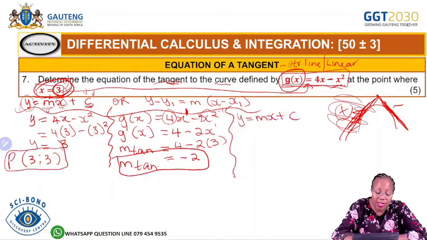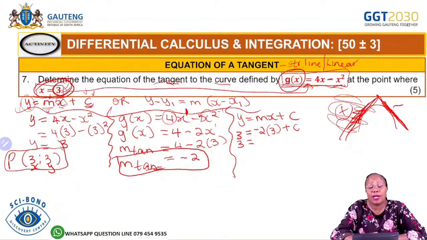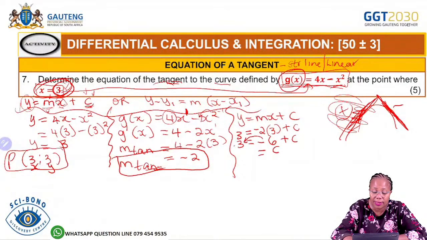And then I'm going to substitute my point as x and y. So that means y will be 3, and the gradient we have calculated is minus 2, and the x is also 3 there, plus c. Then that will be 3 equals minus 2 times 3, that is minus 6, plus c. Therefore, for our c value, we transpose minus 6 to the other side. It will be plus 6. Then 3 plus 6 will give us 9. That is the c value.